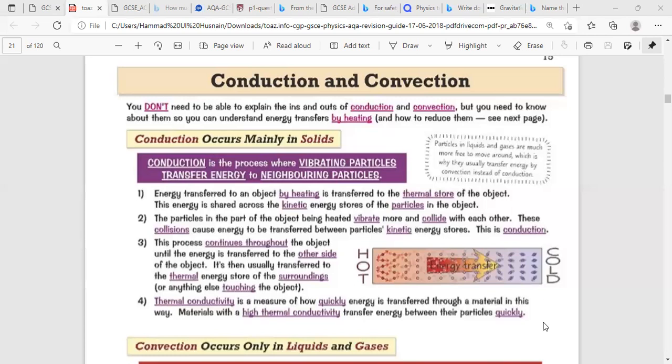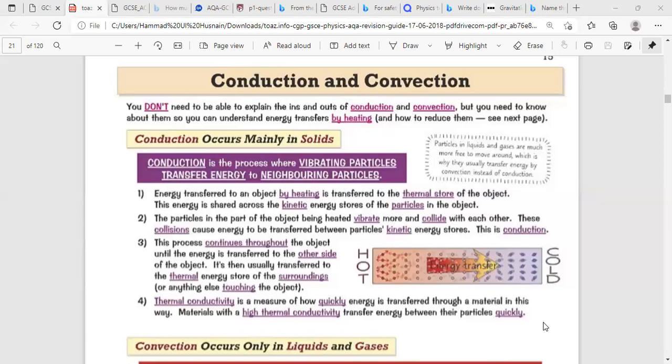Conduction is a process in which heat, or thermal energy, is transferred from one part of a body to another part of a body through vibrating atoms. I have told you that in solids, the particles, or atoms, can only vibrate. They cannot change their position. They cannot move from one part to another.